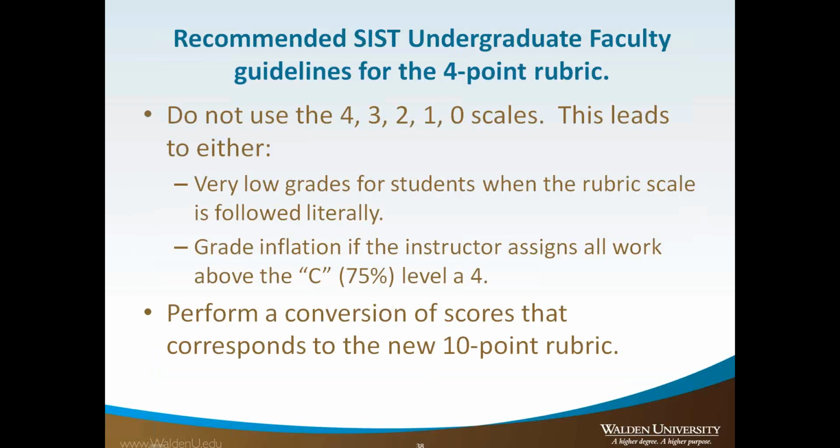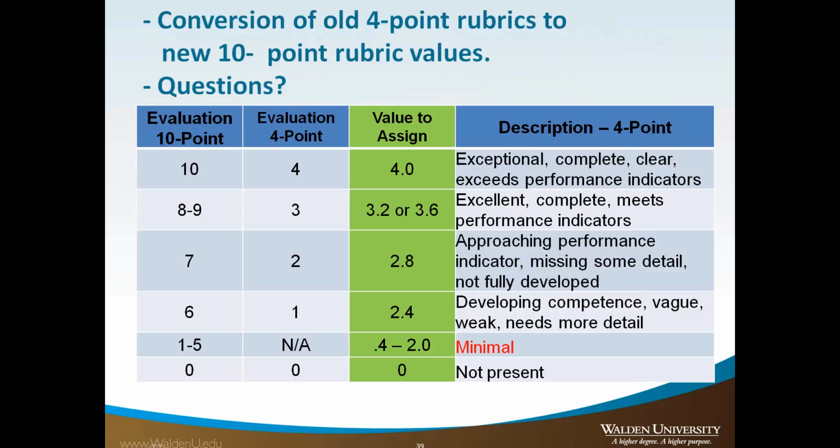Next slide, please. So in the meantime, what do we do with these 4-point rubrics? Let's go to the next slide. We're going to recommend a conversion. So if you're still teaching a class with the old 4-point rubric, which should only be the non-core courses, and they do exceptional work, a 4 is equivalent to a 10. But what if they're doing excellent work, equivalent to an 8 or a 9? We're just recommending you convert it.